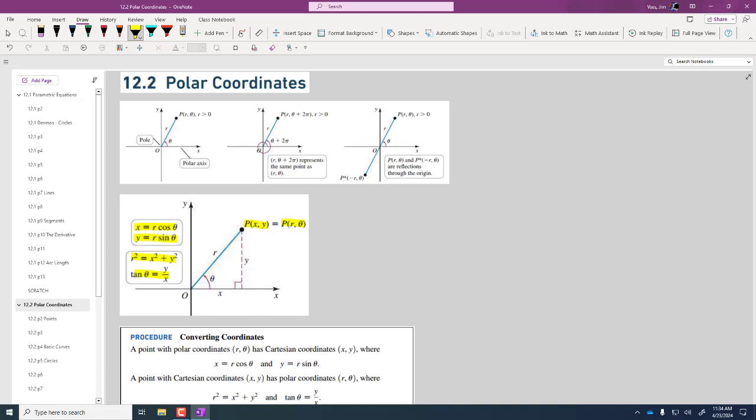So all this stuff here, polar points are not unique. Usually we want theta between 0 and 2 pi, but you don't have to have it between 0 and 2 pi. So the same point is going to be plotted if you do one rotation. If r is positive, your point is going to be out from the origin. But if your r value is negative, you're going to go in the opposite direction. Okay, so just keep that on the burner for the time being.